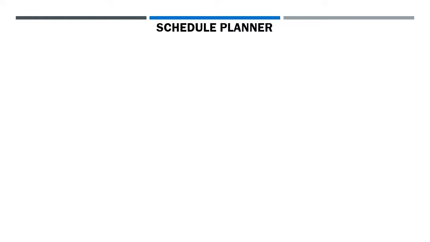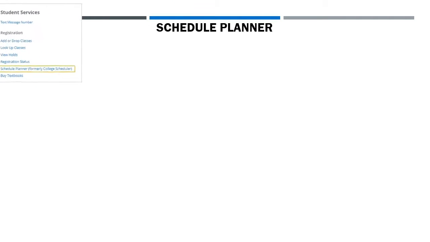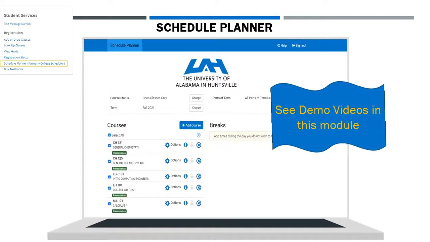Let's start with the Schedule Planner tool, which you can find at my.uah.edu under Student Services and then under Registration. This is a tool that allows you to select a list of courses and look at all the possible schedules that exist. You can search through possible schedules and converge to a schedule that works best for you. There will be a few demonstration videos on how to use Schedule Planner later in this module.